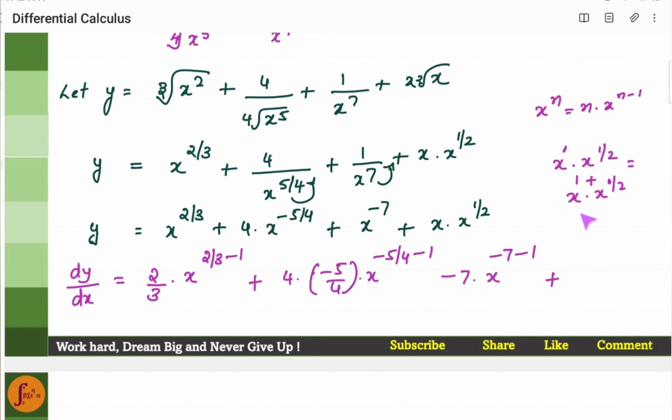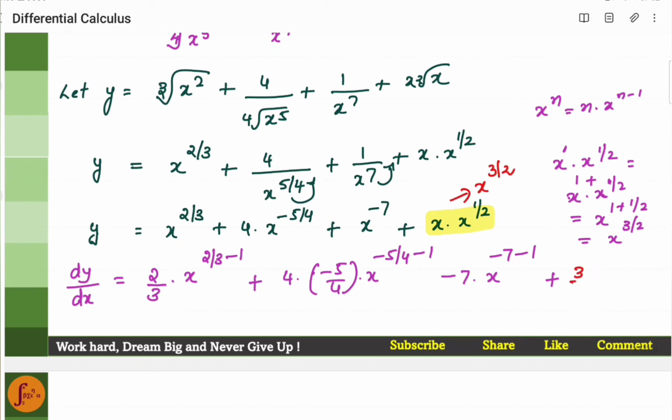I can add the powers when I have multiplication, right? And I have the same base, right? x here and x here. So I can write it as x to the power 1 plus half. I can add the powers. So I'll get 1 plus half is 3 by 2. This is nothing but x to the power 3 by 2.